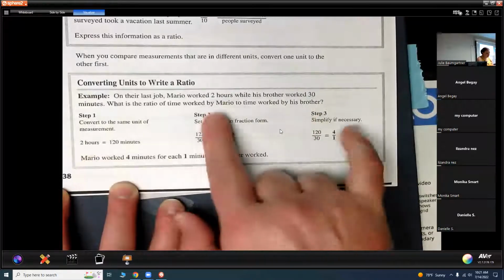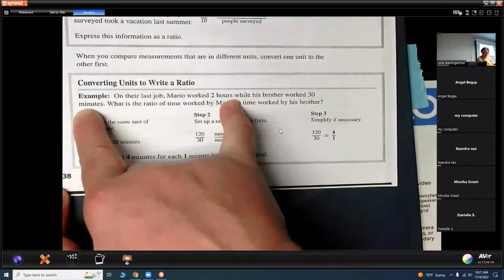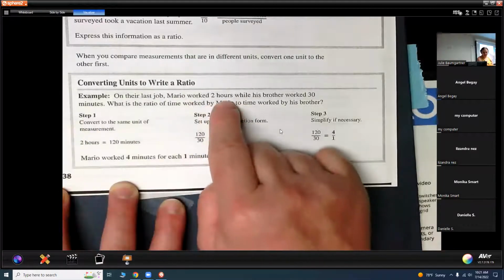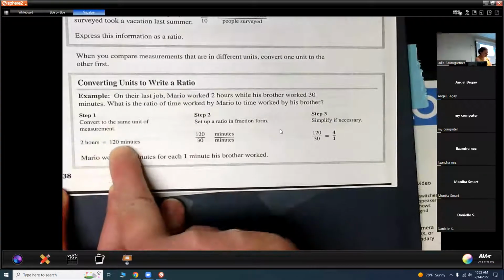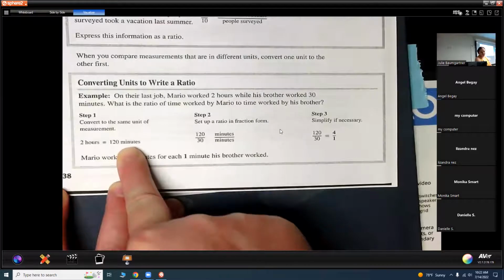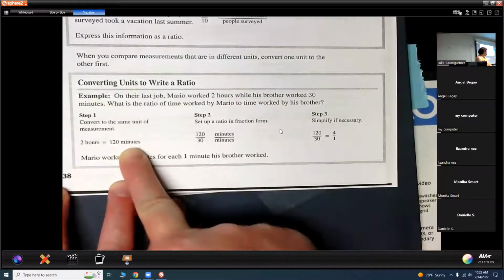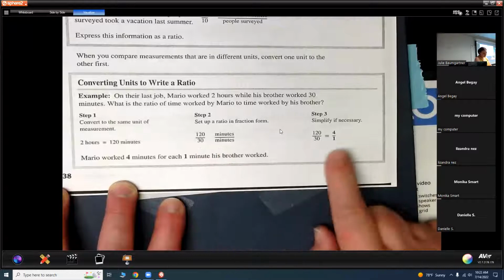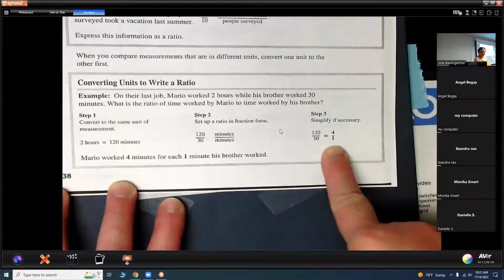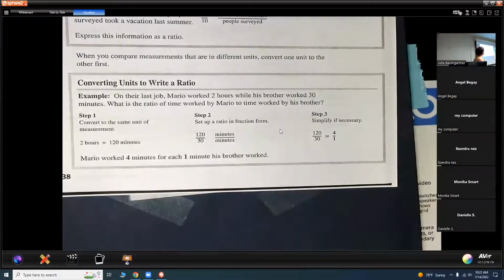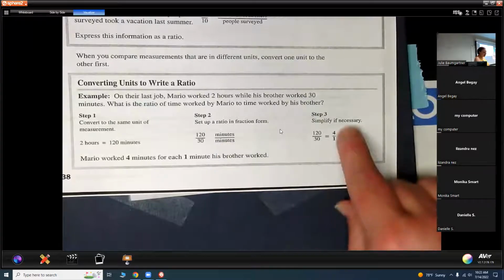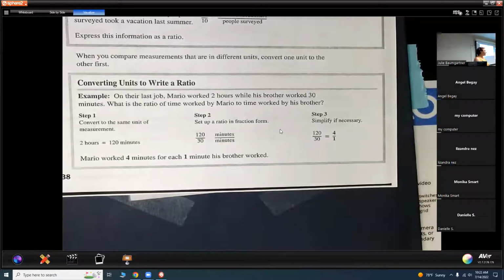So we first have to say, okay, well, we have 2 different units here, right? So we have to change one of our numbers so that the units match. And so we'll take our 2 hours, and hopefully everyone would know that 2 hours is the same as 120 minutes. Then we create our ratio, then we reduce it down. So of course, Mario worked 4 minutes for each 1 minute his brother worked, right? So we keep the units attached to our ratio, and then we can talk and compare, right? You're like, hey bro, for every 4 minutes I work.